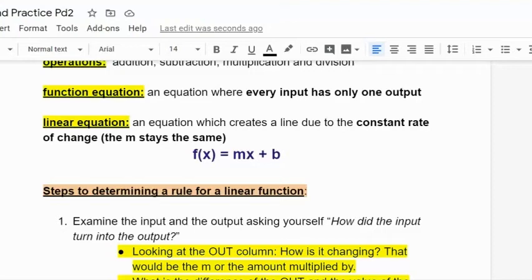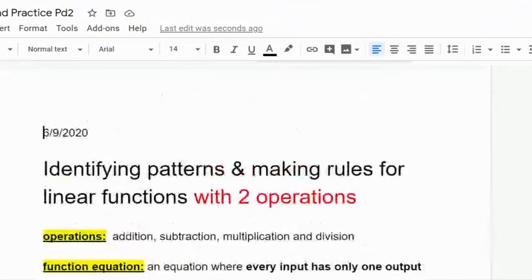Class, we're going to be continuing on what we started yesterday, which is identifying patterns and making rules for linear functions with two operations. Again, those two operations are going to be multiplication and then addition and subtraction.